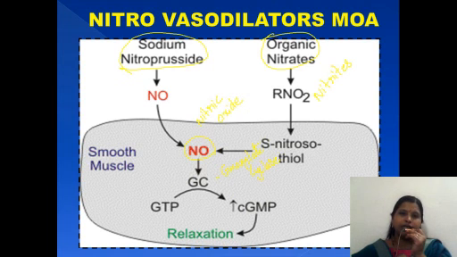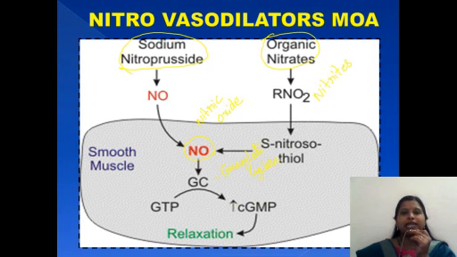So once the released nitric oxide is activating the guanylate cyclase, in presence of the activated guanylate cyclase, the GTP, guanosine triphosphate, is converted to cyclic GMP, cyclic guanosine monophosphate, and this cyclic GMP is going to cause the relaxation.